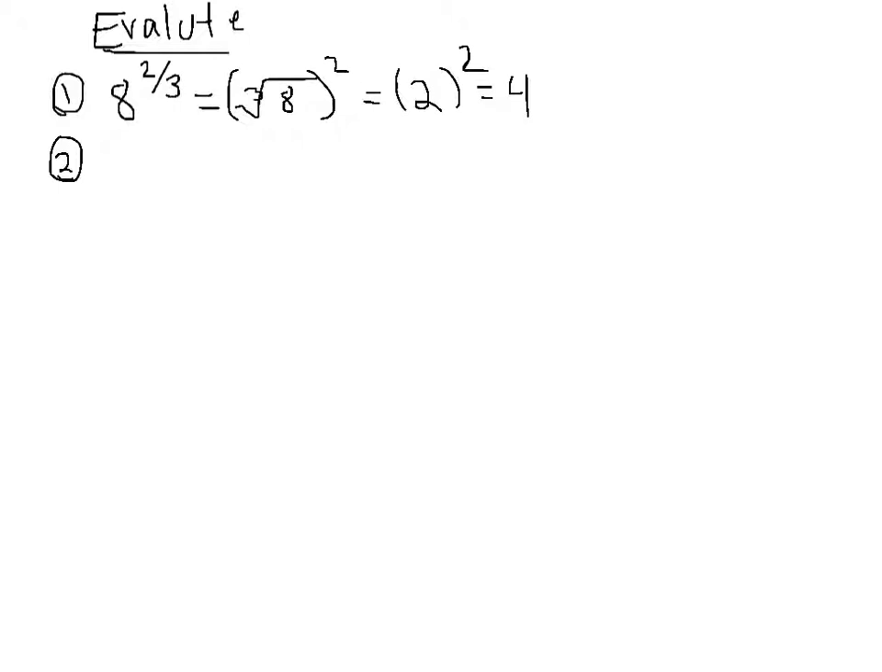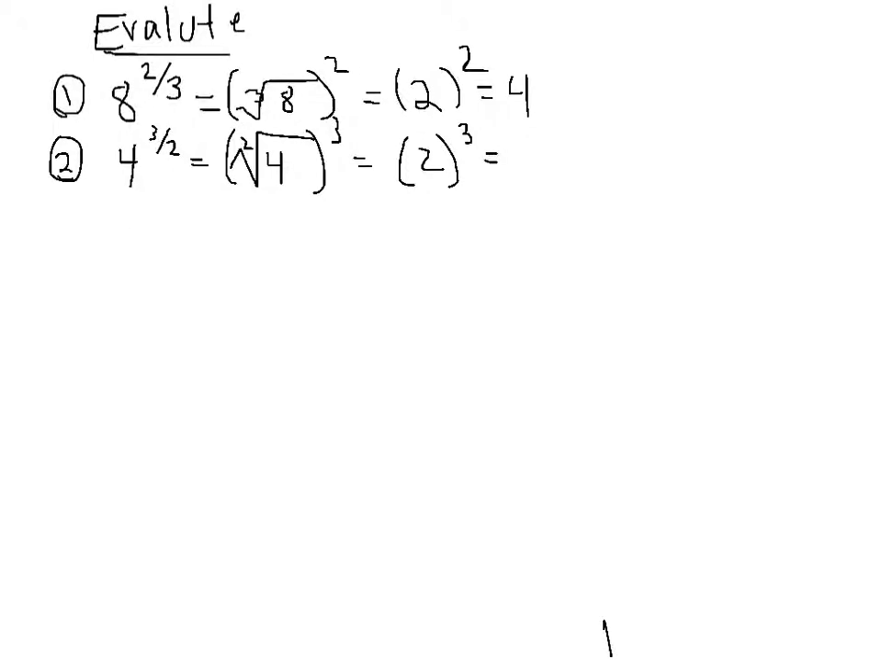The second one we're going to look at is 4 to the 3/2 power. Again, we'll rewrite this. We've got a square root now of 4, all of that to the 3rd power. Again, you don't have to write the 2 in there, but if you want to, you can. So the square root of 4 is 2, because 2 times 2 is 4. And then we're going to cube that, which would give me 8.